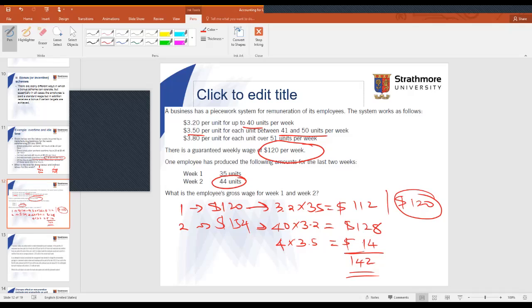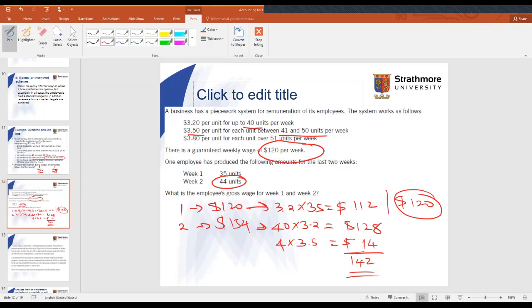So, Hirani, how did you get 154? I multiplied direct by 44. Okay, you have to be quite careful because the pay is based on the units. Between 0 and 40, 3.2. Between 41 and 50, 3.5. So be careful on that. Great. Any question on that?